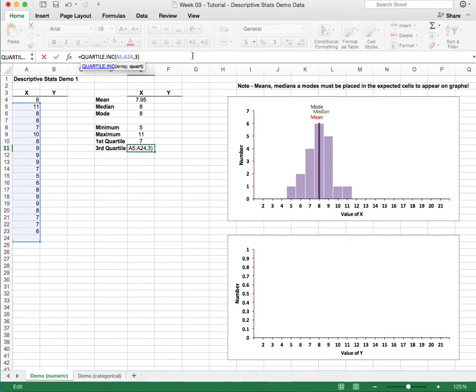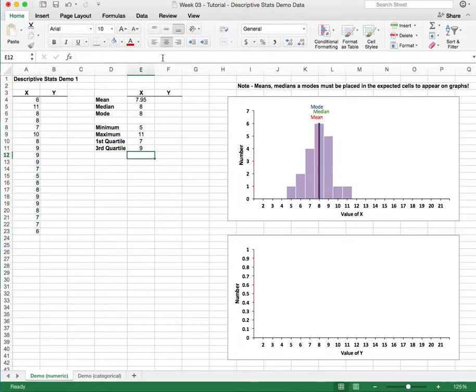We're going to change this to 3 because we want the third, but also when I copied that formula down, it moved our range. See, now we're excluding this first 6 and we have an empty cell there. The empty cell isn't really going to cause any problems, but not including that first data cell is going to cause a problem. So equals quartile.inc, A4 to A23, and 3 because we want the third quartile. Okay, so we've got 7 and 9 for our first and third quartile.